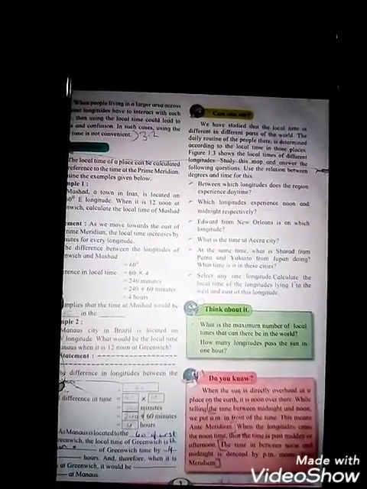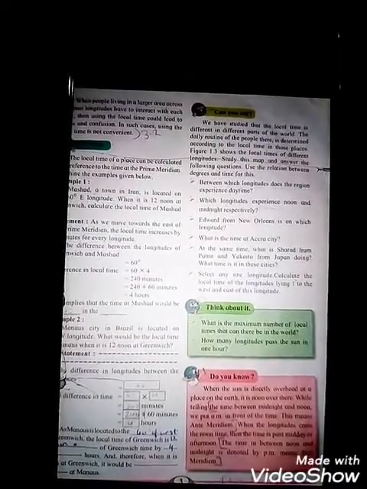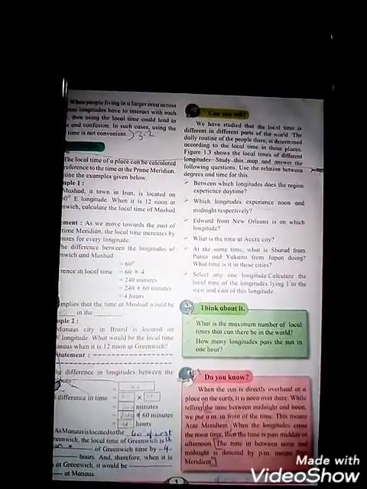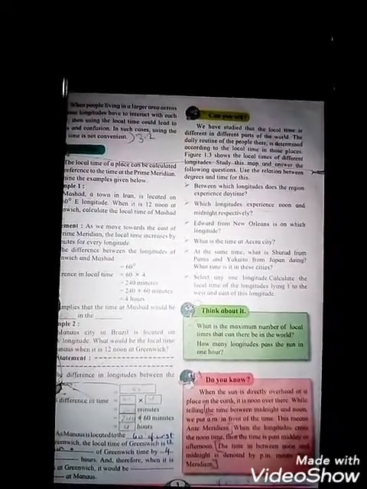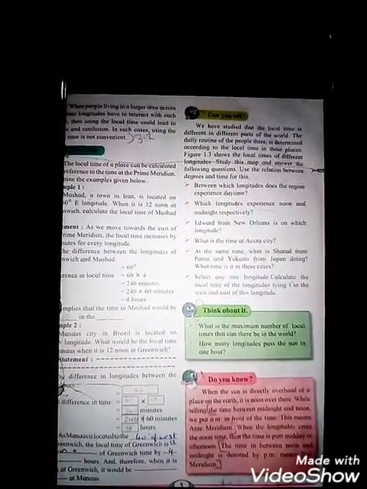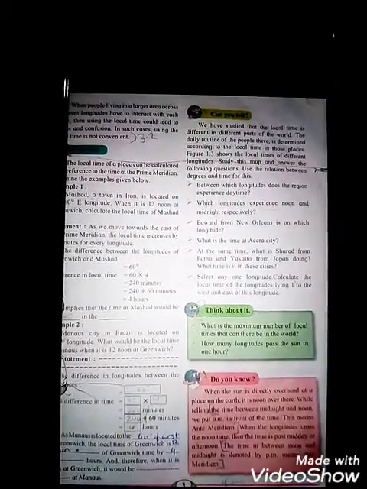Afterwards, what is the time of Accra city? You can see the map. You can get a clear-cut knowledge about that. So Accra city is at 12 noon. You can see the picture and understand it properly. The remaining activities are homework for you.